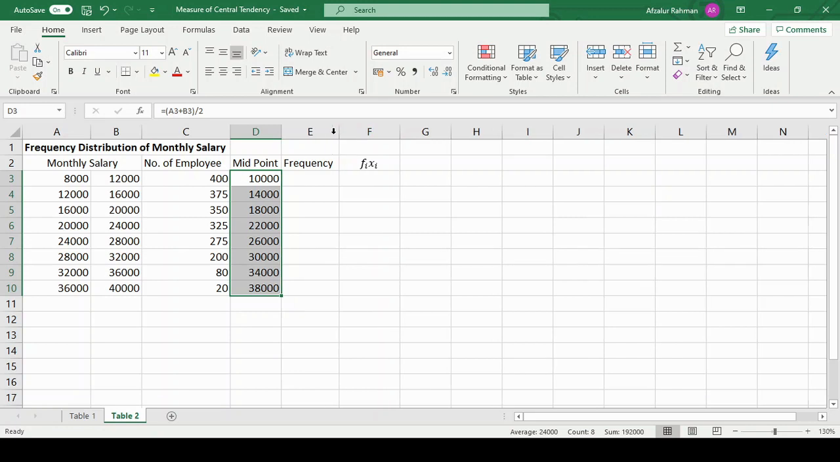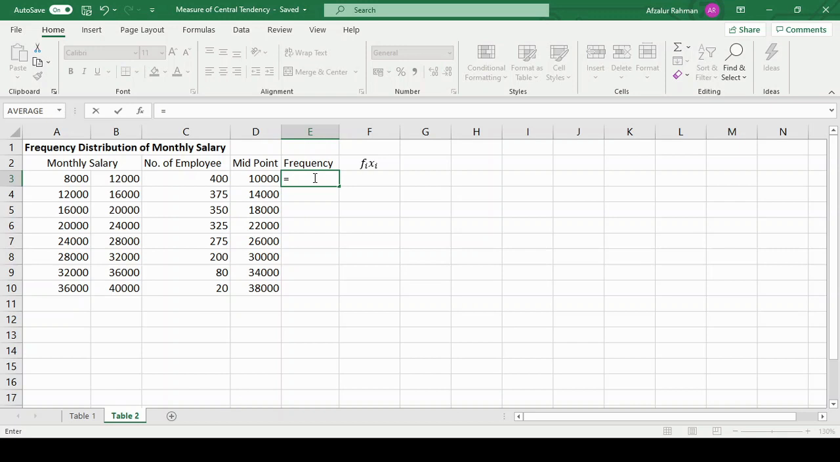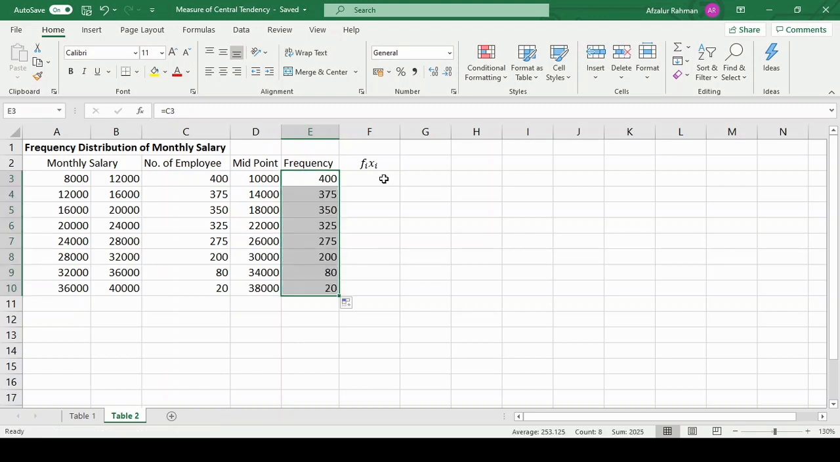Now you have to calculate the frequency. It is given here: 400, 375. All these are the frequency itself, so you need not do anything. You have to write the same thing. So I'm using the formula here. I took the frequency also. What is this column? This is frequency multiplied by midpoint. Fi is the frequency of the individual group and xi is the midpoint of the individual group.